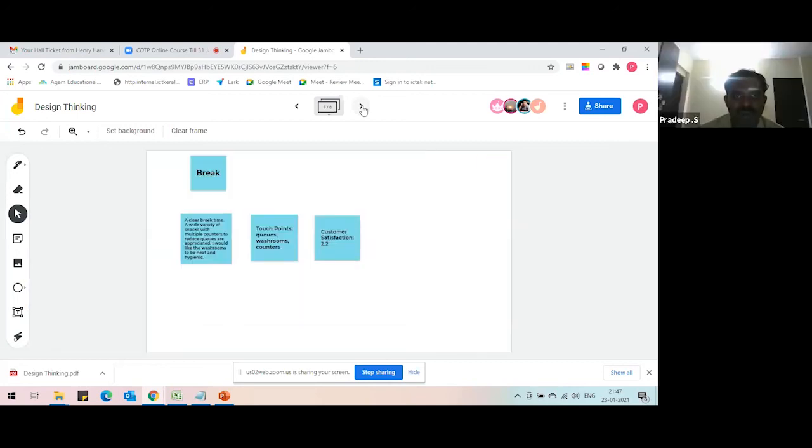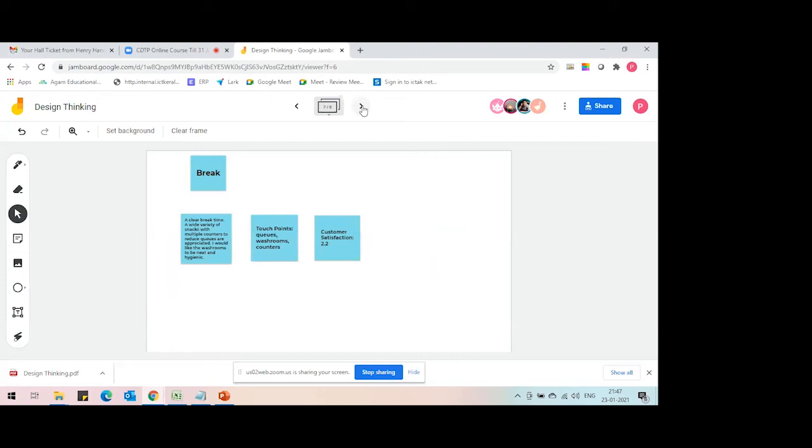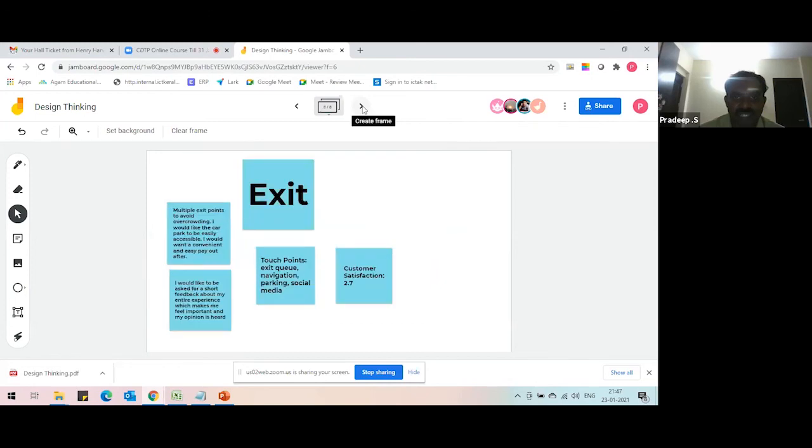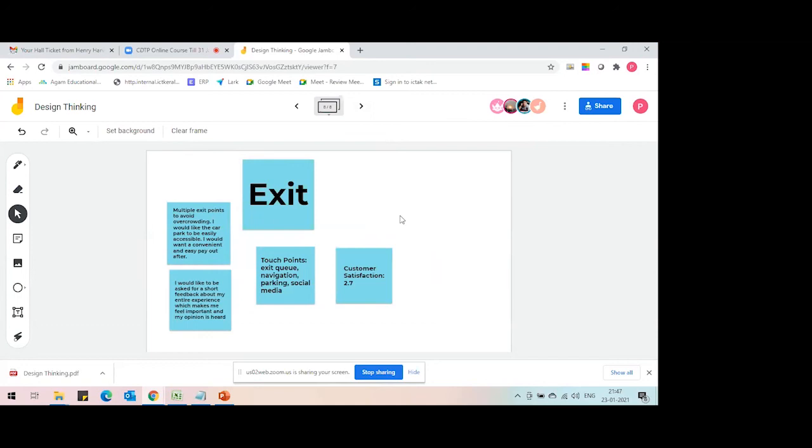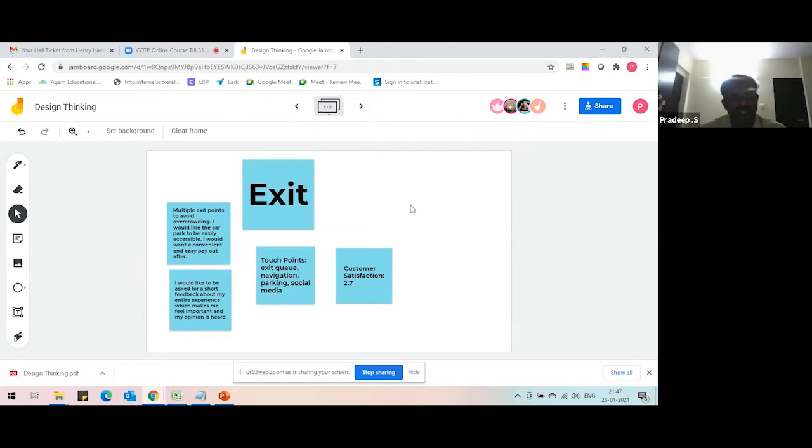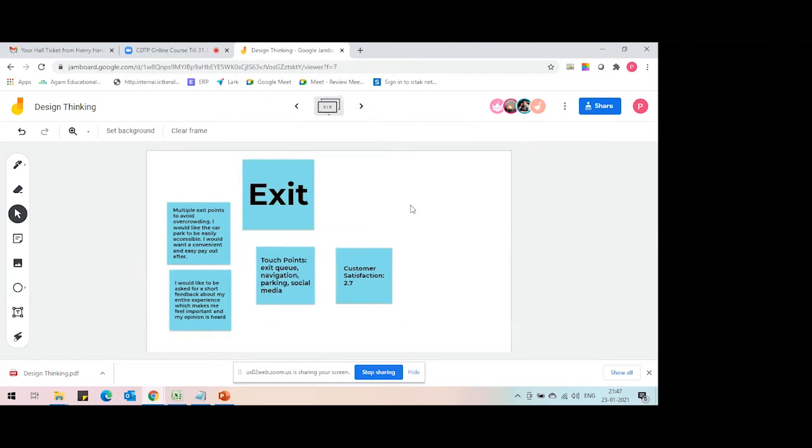Break is 2.2. Then exit is 2.7. Okay. That is 22.4, so divided by 5, 4.48, 4.5 as a round figure.